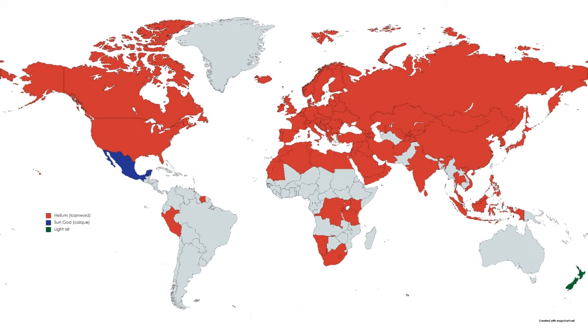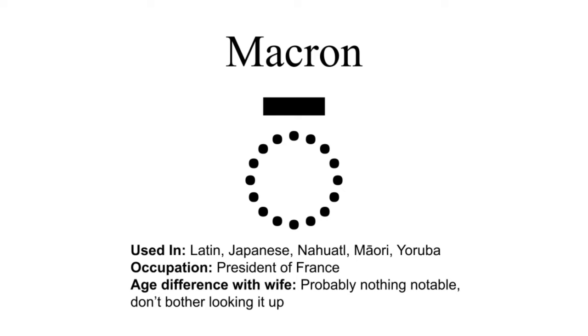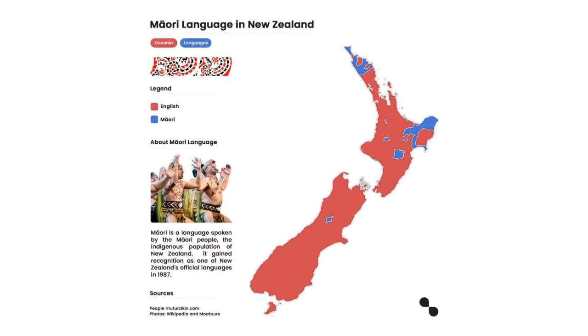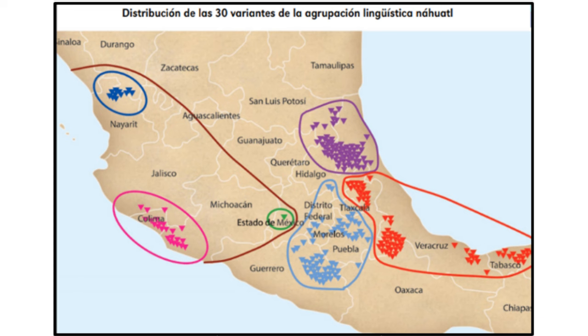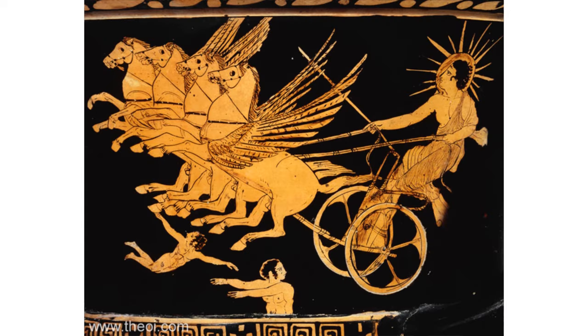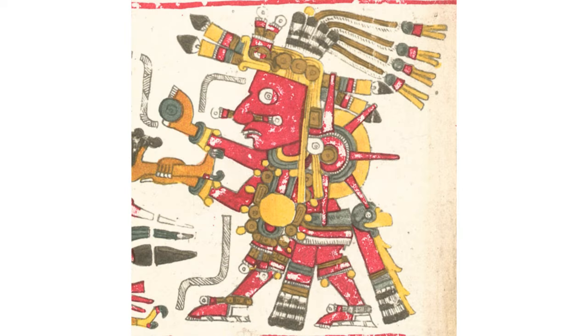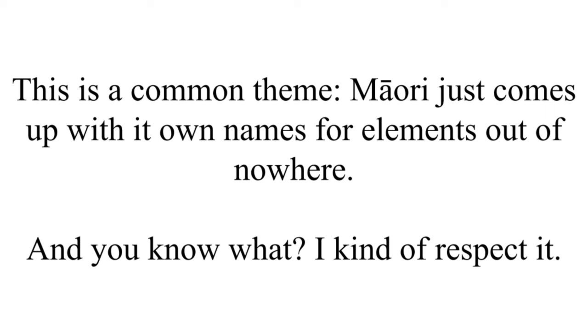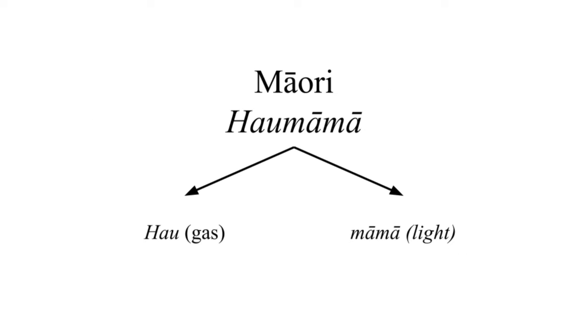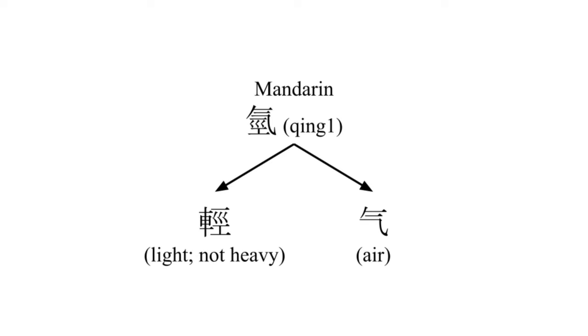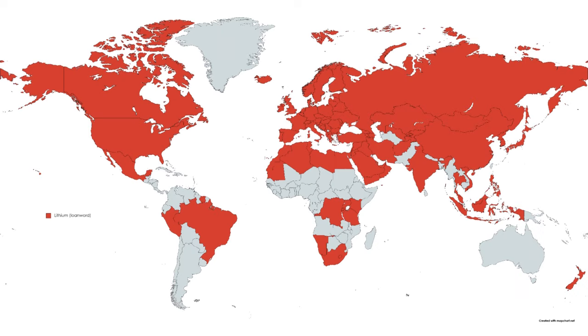all of these languages just use the exact word helium, leaving only two languages, which you're gonna want to remember. And go watch my video on diacritics, because they both use macrons. Maori is an indigenous language spoken in New Zealand, and Nahuatl is an indigenous language spoken in Mexico. Nahuatl, not wanting to associate with the heathen Greek god Helios, named it Tonatiuhyo, after the sun god Tonatiuh, and Maori, with flagrant disregard for common practice, named it Haumāmā, meaning light gas, making it the same as the Chinese word for hydrogen. Everyone uses the word lithium.